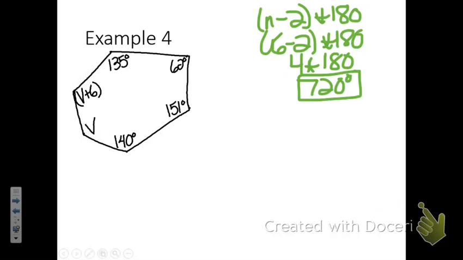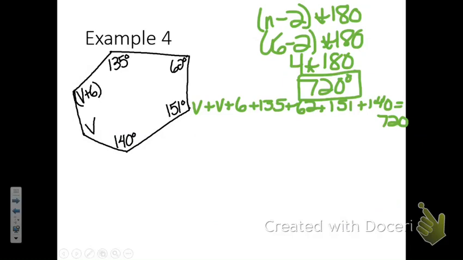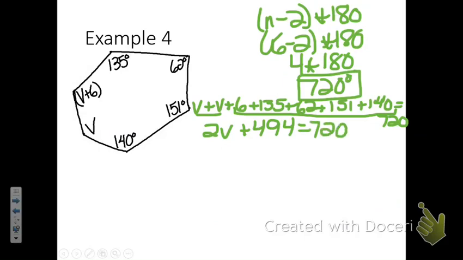Now what? Add them all together, set them equal to 720. So V plus 6 plus 135 plus 62 plus 151 plus 140 equals 720. Those V's go together to give me 2V. And I can put the 6 with all of those, since 6 is just a number, a constant, so it goes with the rest of them. And we got 494. So it equals 720.